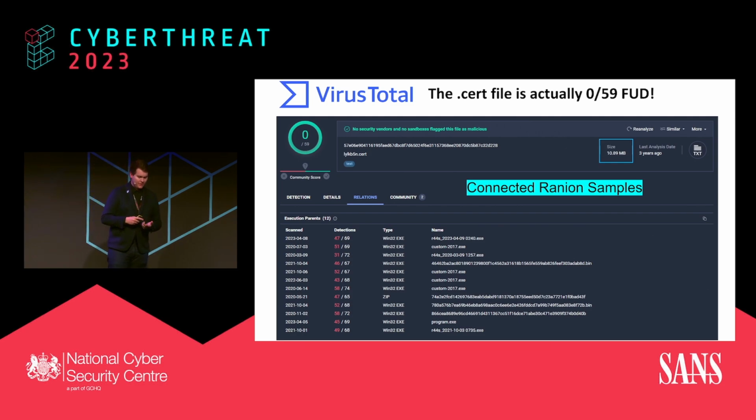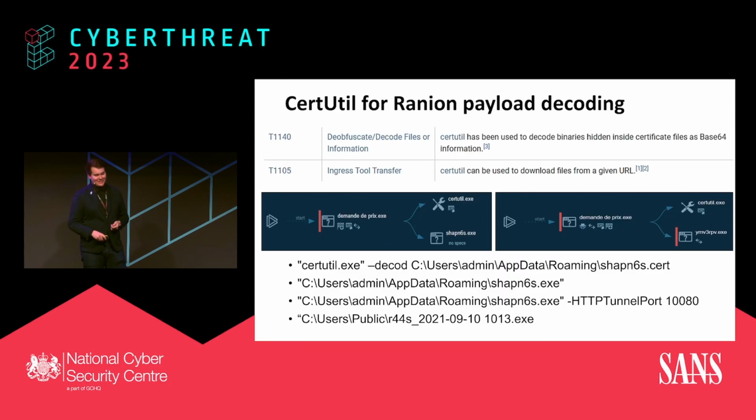When I was doing this, I managed to find multiple samples all connected to the same file. And what is this file? It was a .cert file, which was actually a base64 encoded payload, which the threat actors will download. The interesting thing is that even on VirusTotal, after 6 or 7 years, it's still 0 out of 59, fully undetected or FUD. So the threat actor's not lying when he says his payload is FUD, which I found kind of funny.